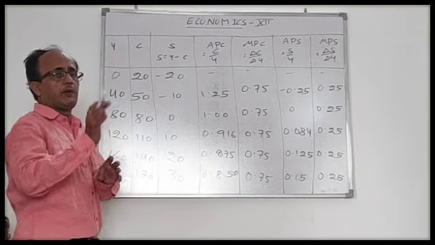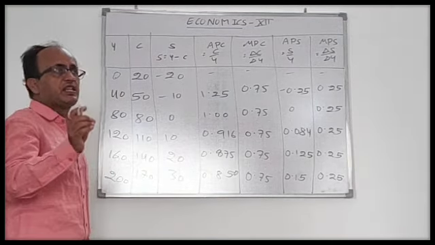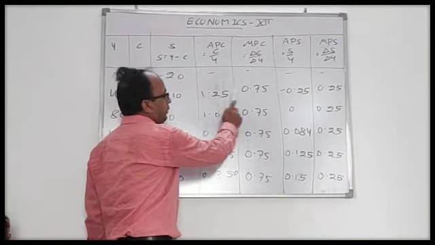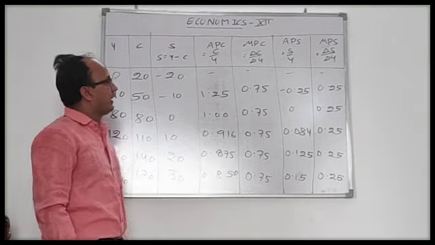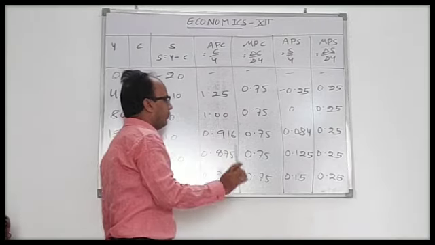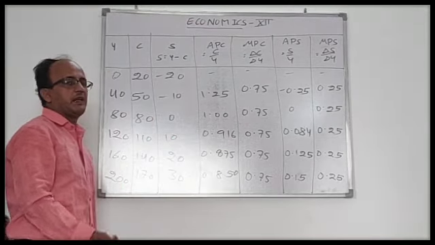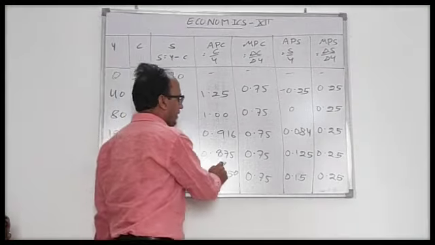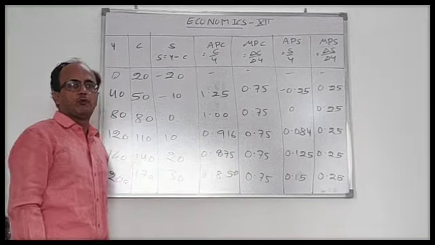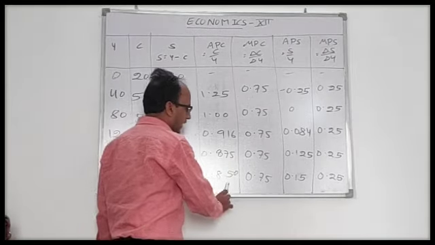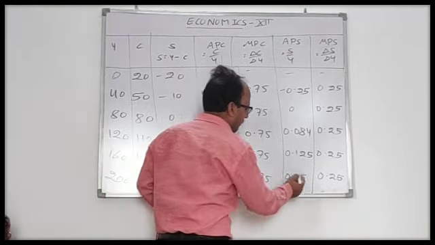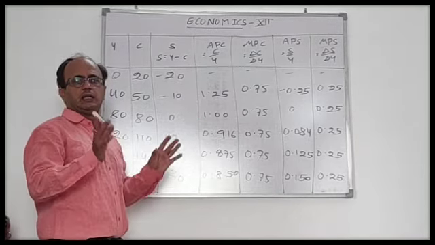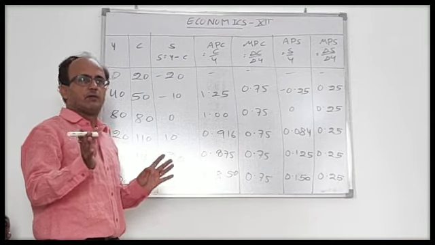Now we make the sum of APC and APS. हम APC और APS का सम करके देखते हैं क्या 1 आ रहा है या नहीं आ रहा है. देखो 1.25 plus minus 0.25 is equal to 1. 1 plus 0, 1. 0.916 plus 0.084 it's equal to 1. 0.875 plus 0.125 it's equal to 1. 0.850 plus 0.150 equal to 1. So the sum of APC and APS is equal to 1.